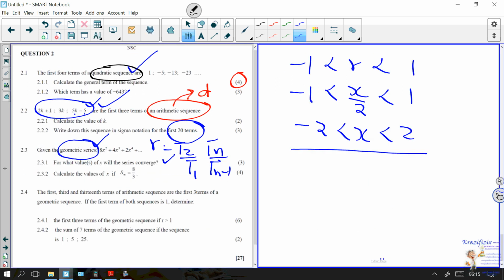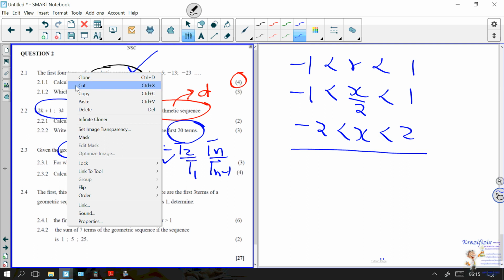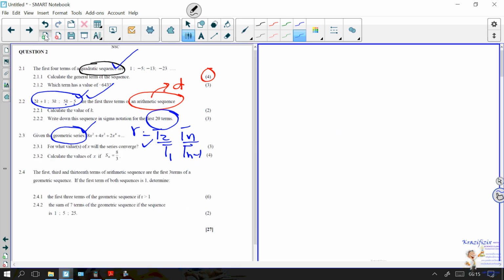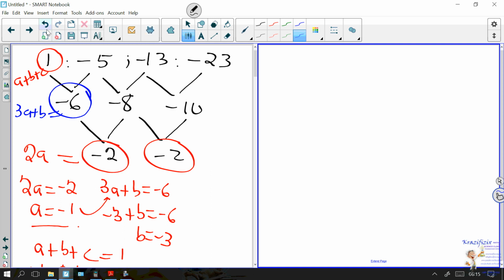Okay, how do we do that? Sum to infinity. All right, I am going to need more space quickly. Let's get more space for ourselves. All right, let's see.